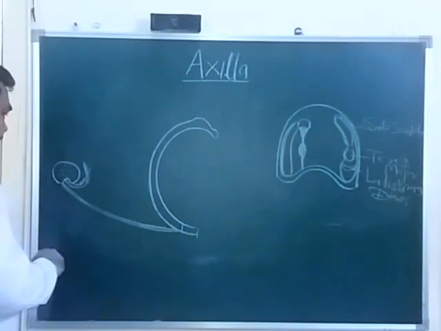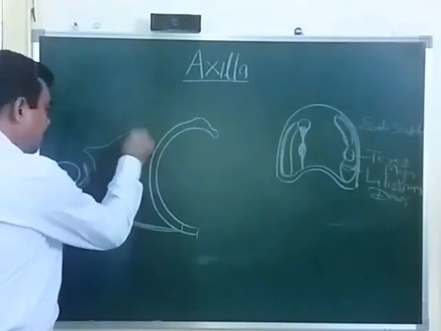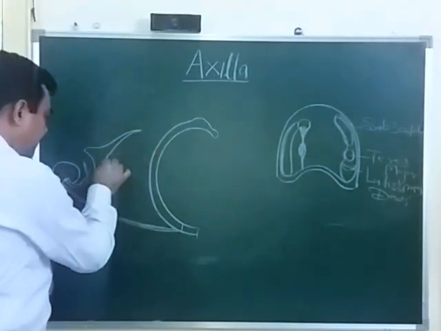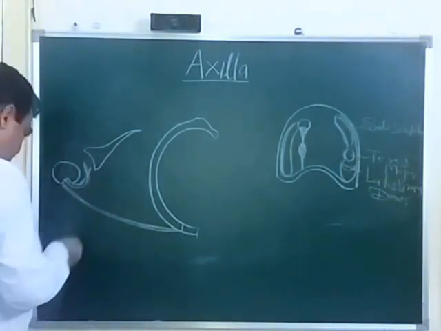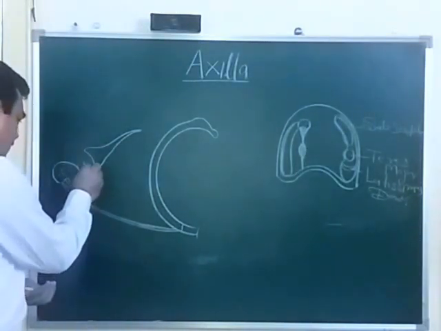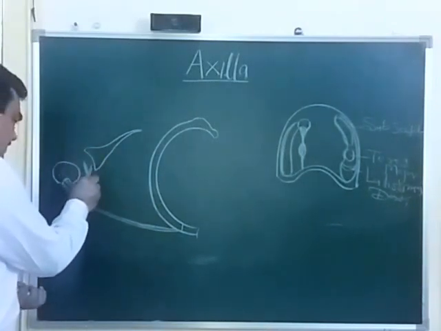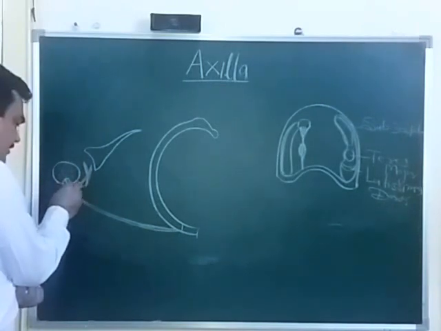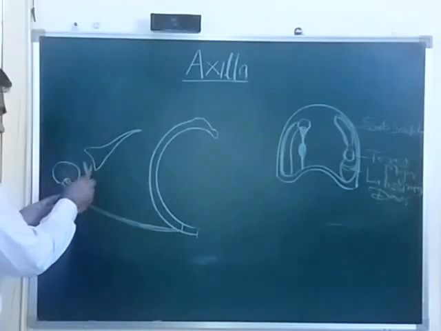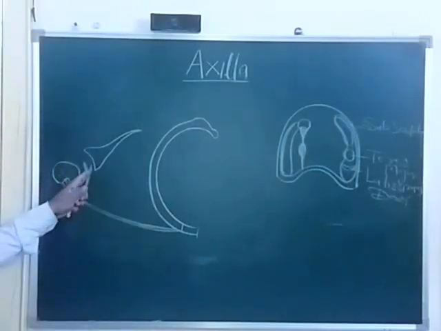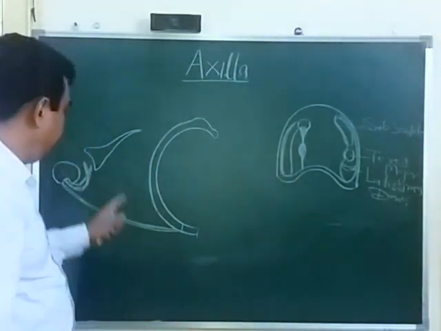And here is the position of the scapula. This is the scapula. So this is the latissimus dorsi muscle, and latissimus dorsi is attached to the floor, and this is teres major, which is attached to the lateral border of the lower part of the scapula.